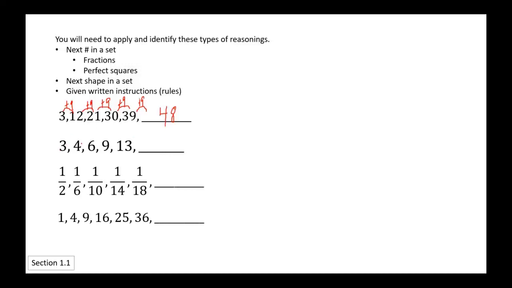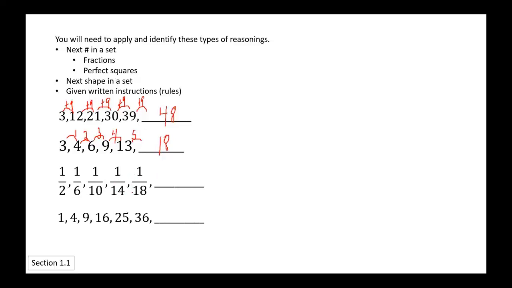Now, if I look at my next list, it's certainly not easy multiplication, so I'm going to see if they're adding. So 3 plus 1 is 4, plus 2 is 6, plus 3 is 9. All right, so I'm still seeing a pattern here. Based upon that pattern, I'm going to say we should add 5, and 13 plus 5 is 18.